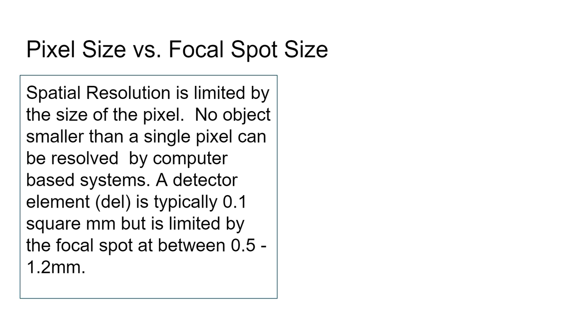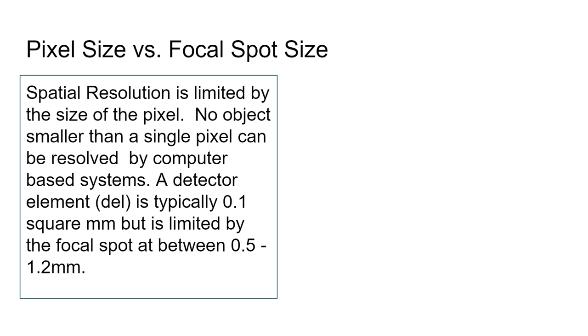The other limiting factor, by far the much worse one, is the actual focal spot itself. So now we're talking about stuff in the tube. The focal spot itself, right? This is the part of the anode that is hit by the cathode ray, which is the stream of electrons coming across, is somewhere between 0.5 and 1.2.